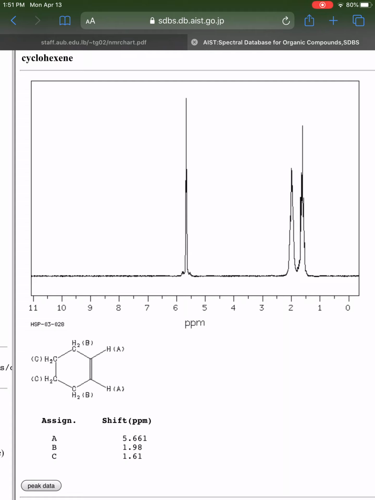The signals that belong to group B are a little bit further away, so they're upfield at 1.98, and the ones furthest upfield are the ones belonging to signal C at 1.61. They're the furthest ones away from your alkene group, so it makes sense that they would feel the least amount of deshielding effects.